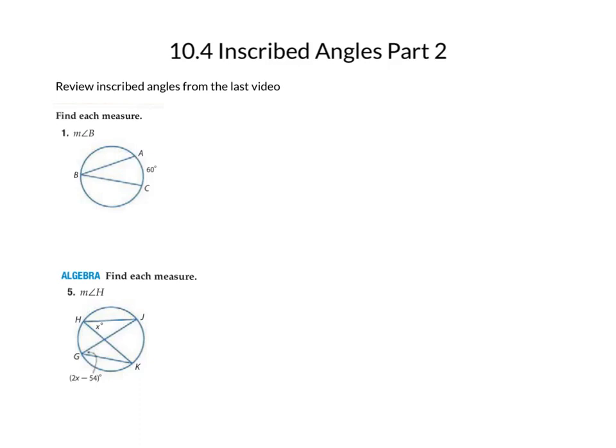Remember from yesterday, the theorem said that this inscribed angle here was going to be half of the measure of the intercepted arc. So the measure of angle B is 30 degrees.